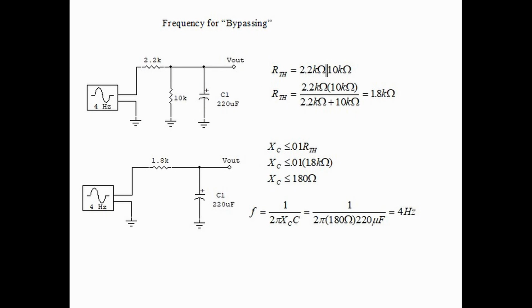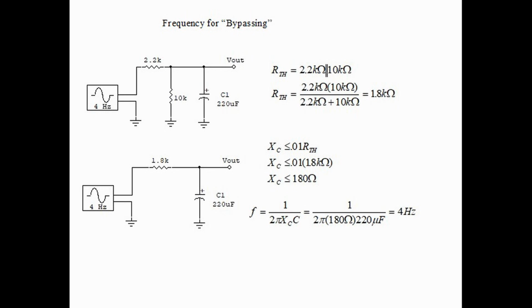Now, what we want to do is the opposite of coupling, and this is called bypassing. So we look at the circuit, and we see this is a little more complex. So we need to do a little bit of Thevenin. To find the Thevenin resistance, we take the 2.2 kiloohm resistor in parallel with 10 kiloohms, and that equals 2.2 kiloohms times 10 kiloohms divided by 2.2 kiloohms plus 10 kiloohms. That equals 1.8 kiloohm.